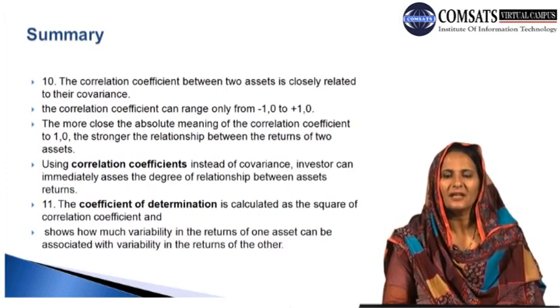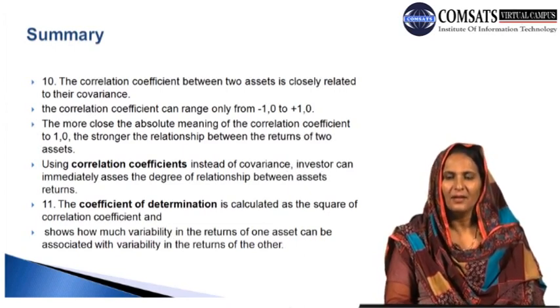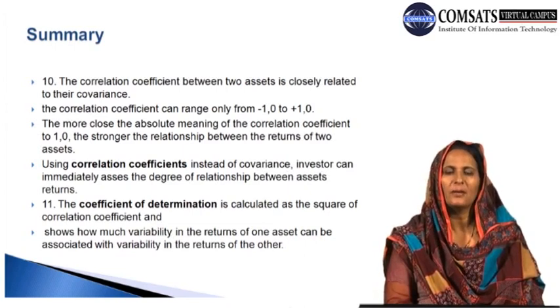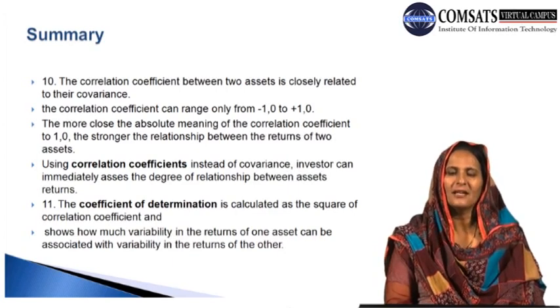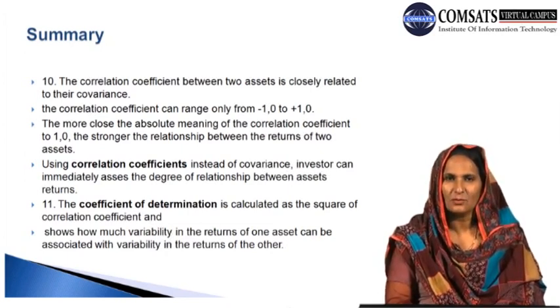The correlation coefficient can range only from -1 to +1. That is, the value of this can range from -1 to +1. The closer the absolute value of the correlation coefficient is to 1, the stronger the relationship between the returns of two assets. So we can say the closer the value of the correlation coefficient to 1, the stronger the relationship that exists between the returns of two assets. So we can say they are strongly related.